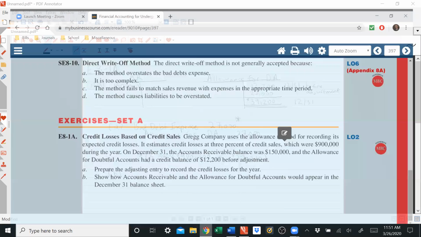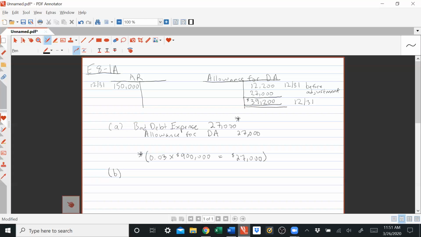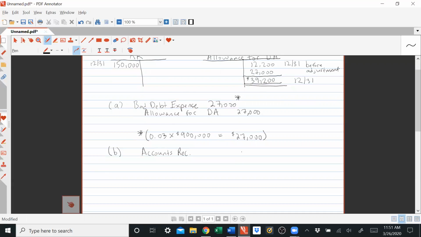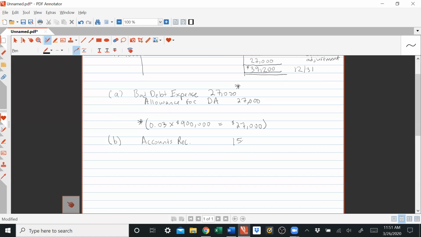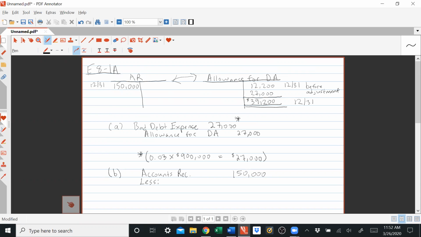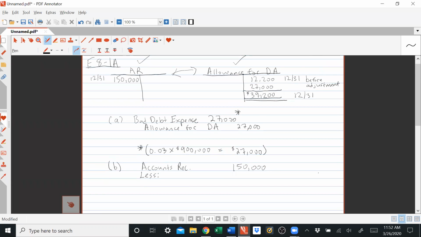So part B was show how accounts receivable and the allowance for doubtful accounts will appear on the December 31st balance sheet. So on the December 31st balance sheet, we would list our accounts receivable and its balance, which is $150,000. We'll put it over here a little bit to the right. And then we would write less the balance in the contra account, right? These two accounts are linked to each other. The allowance account is a contra account to accounts receivable. So we need to subtract the balance in the allowance account. So less the 39,200.